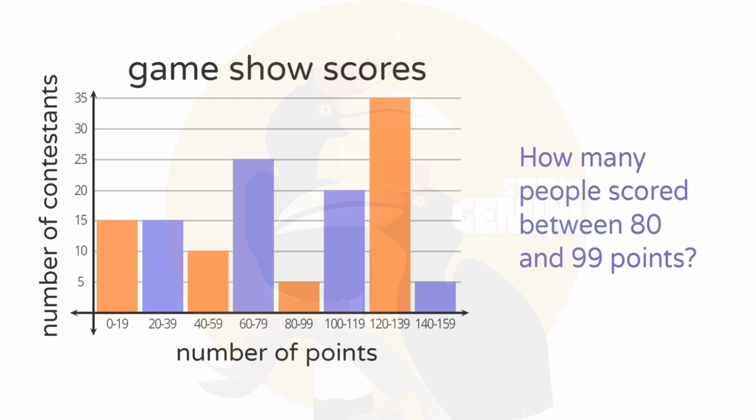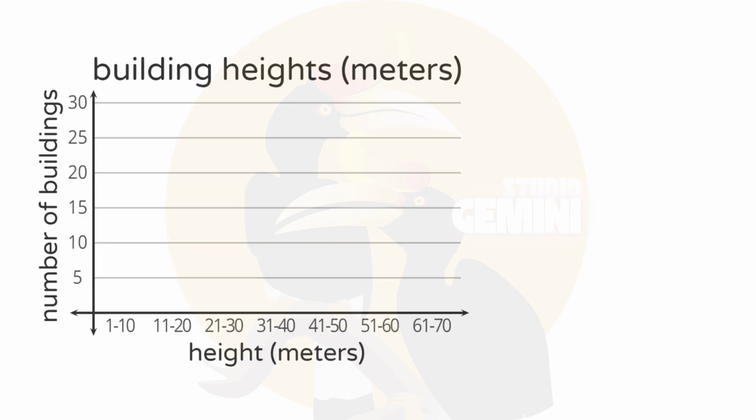First, we find the bar for the range 80 to 99. Using the scale on the left side of the graph, we read the height of the bar. The height of the bar is 5. 5 people scored between 80 and 99 points. Let's look at another example.